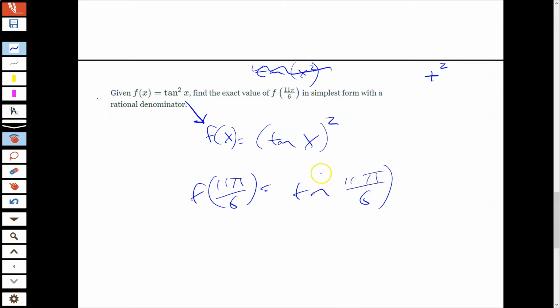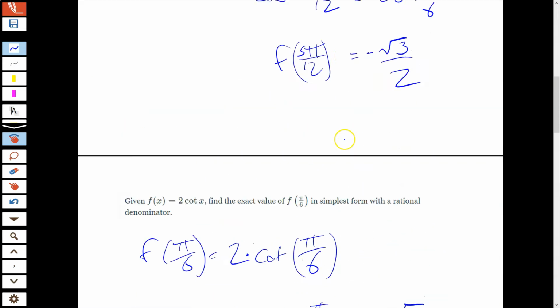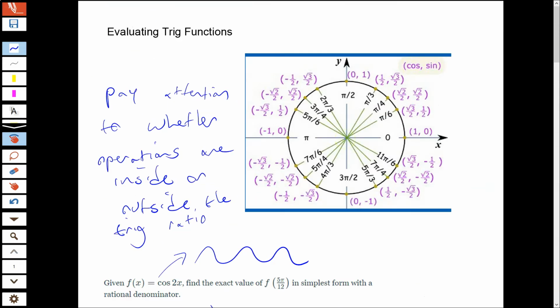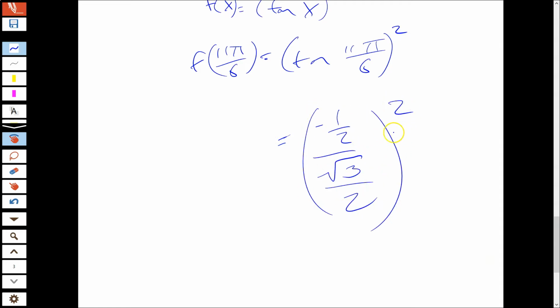Oh, I almost did the exact thing I was talking about. We're squaring the whole thing. I'm going to look up sine and cosine to get tangent in the unit circle, right, of 11 pi over 6. It's my very last one. That is 330 degrees. And sine over cosine, so I'm going to do negative 1/2 over root 3 over 2. And all squared still.